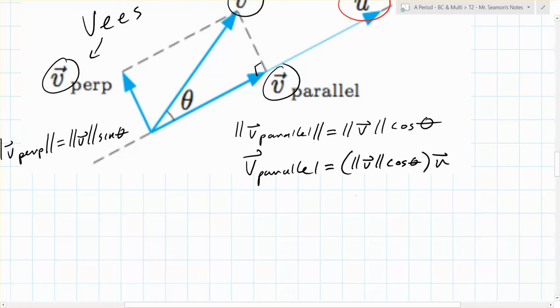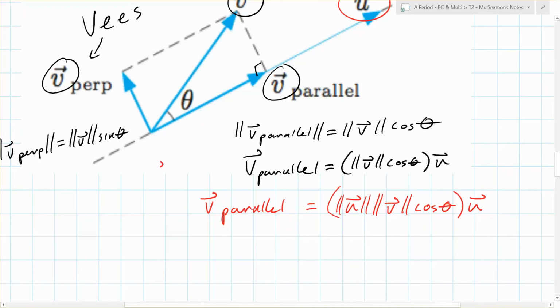Ready? I'm just going to do this. Tell me if anything changed. Did anything change between line 2 and line 3? What's the only thing that changed? What did I add in? No, the direction is here. That's the same. This is the same. What's the only thing I added in? The magnitude of u. But what is u? What's the magnitude of u? 1. So has anything changed from here to here?